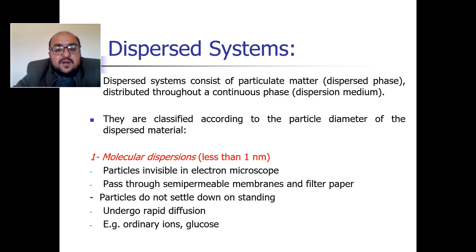We have already studied suspension, which is a biphasic system in which one phase is dispersed in a dispersion medium. The dispersed phase is the internal phase, while the dispersion medium is the external phase. So the dispersed system consists of some particulate matter in a two phase system. One is the dispersed phase, which is distributed throughout a continuous phase called the dispersion medium.